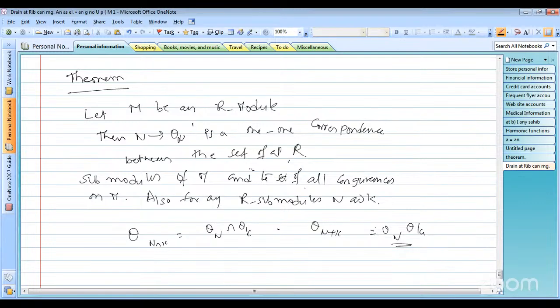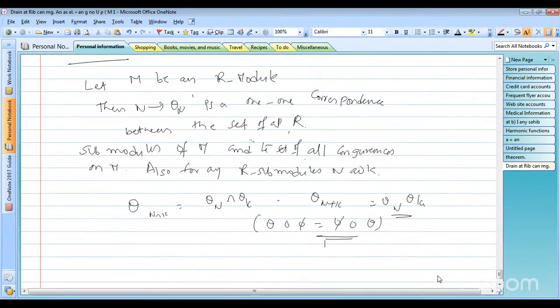So hence the two congruences of M permute, that is theta circle phi is equal to phi circle theta. Theta circle phi is phi circle theta, which is what we have to prove.